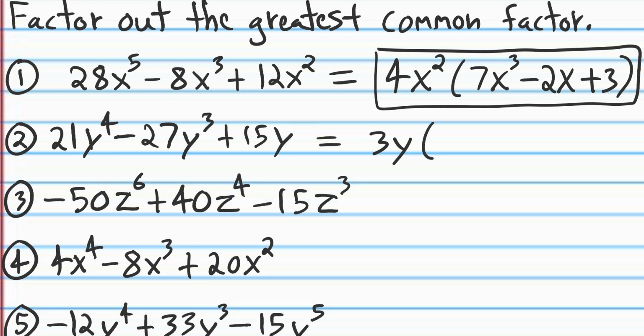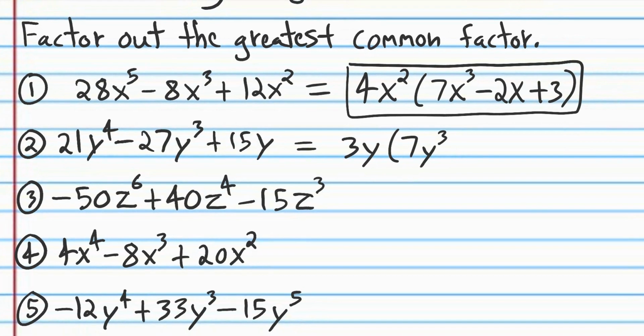3 times what is equal to 21? 3 times 7 is equal to 21. And y times what equals y to the 4th? Well, that would be y to the 3rd, because when you multiply these, you get y to the 4th. And 3 times 9 equals 27. And y times y to the 2nd power equals y to the 3rd power.